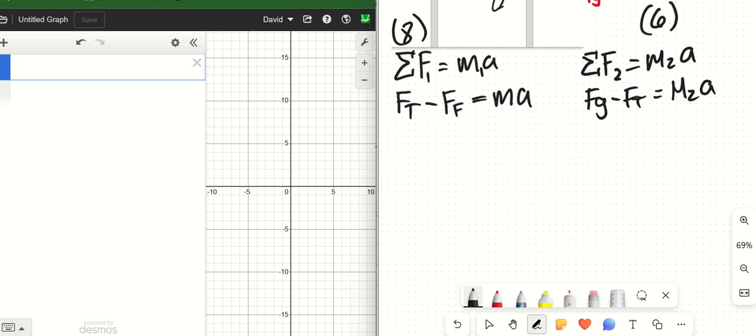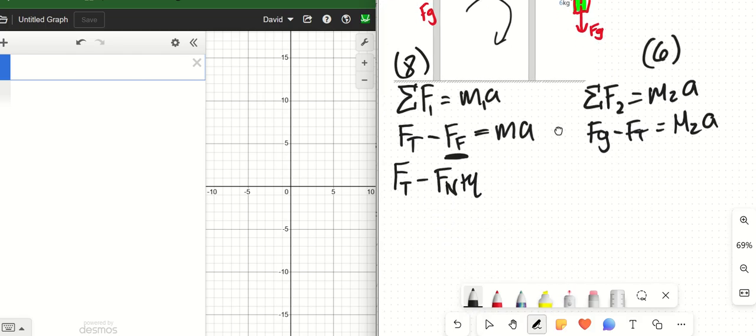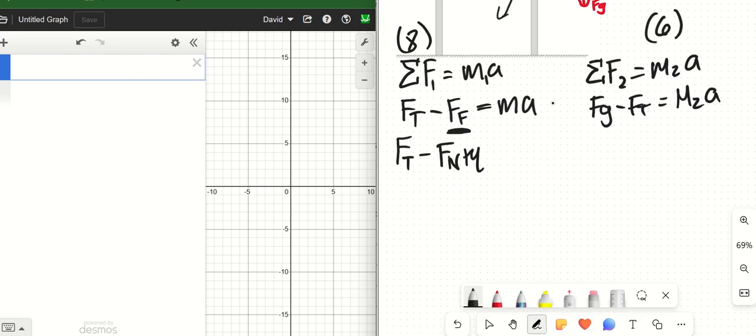All right, so we have the force of tension minus, to find our force of friction, that's always going to be our normal force multiplied with our coefficient of friction. And I believe that this one said it was 0.4. Yeah, we have 0.4 right here, so I'll just note that mu is equal to 0.4. Okay, and this is going to be equal to our mass. We have a mass of 8, and we're solving for acceleration. Now let's see what we can do on the other side.